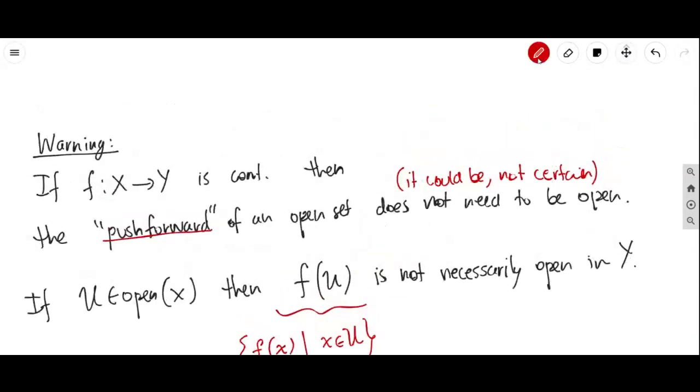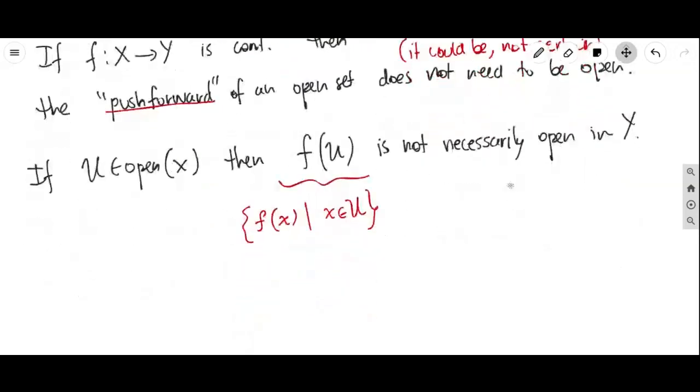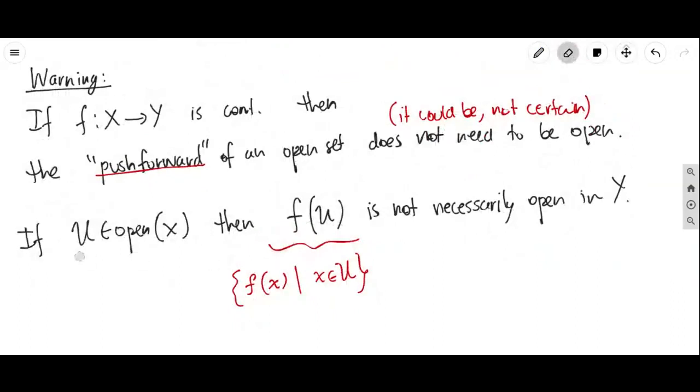If you want to see a picture of the push forward, it's exactly what you think it would be. If these two squares represent X and Y, and this is your mapping, then if you have some set over here that you call U, the push forward is also called the image. You apply F to all of the points in U individually, and they land somewhere like this, and that's what you call F of U. So it's not necessarily open.